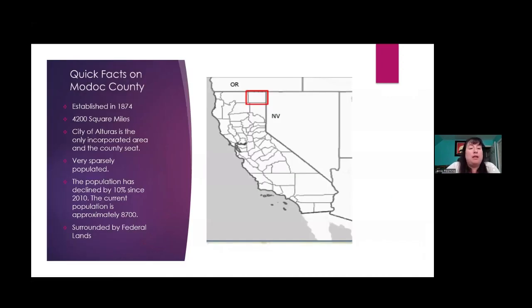It was established in 1874. It's about 4,200 square miles. We have one incorporated area, which is the city of Alturas. That is also the county seat. We are very sparsely populated, and we have experienced a population decline of 10% since 2010, and the current population is approximately 8,700. When I went to the census website, it actually shows that as of July of 2023, it was 8,500. And our county is surrounded by federal lands.